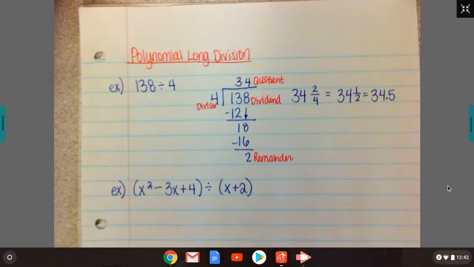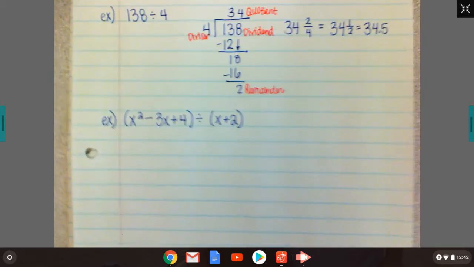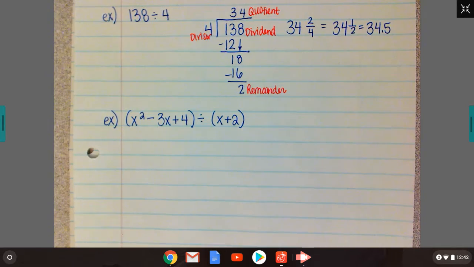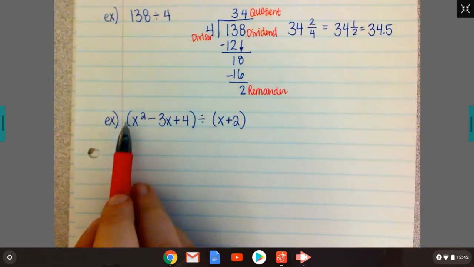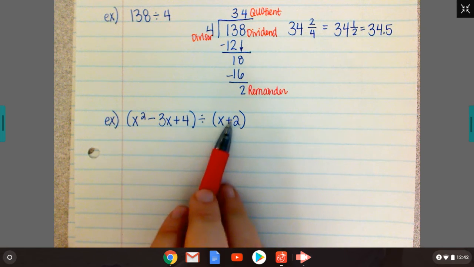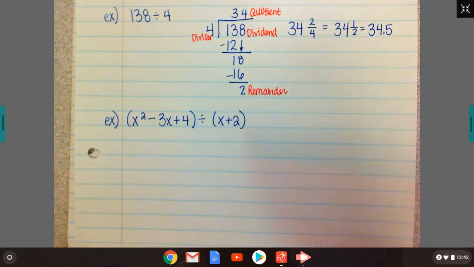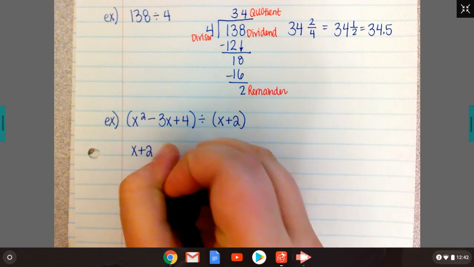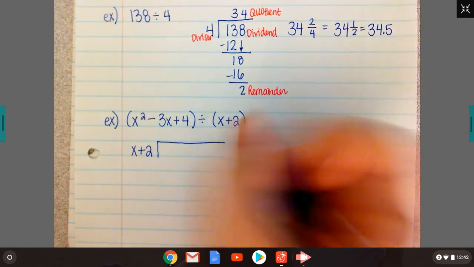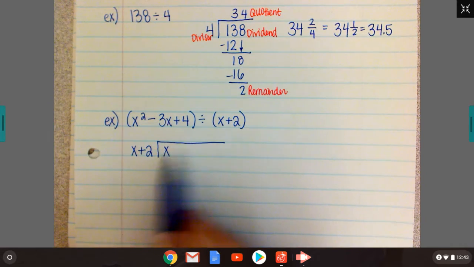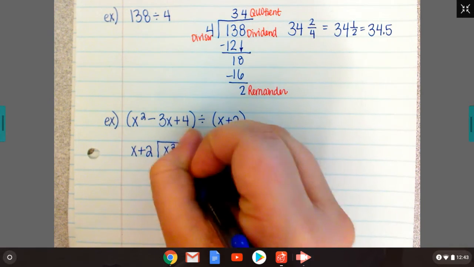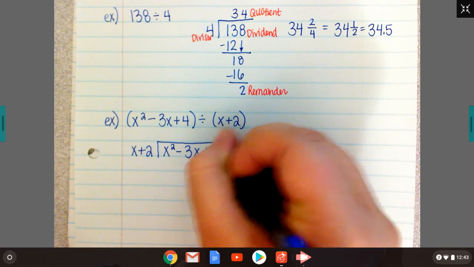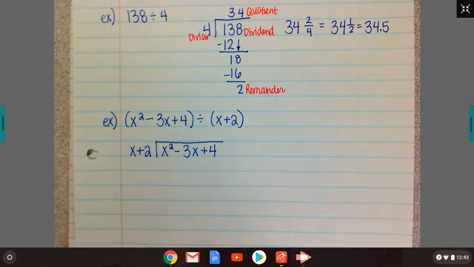So our next one has some polynomials in it, and I'll keep referring back to the problem above so we can see the steps as we're going. First off, let's set it up the same way. So like the 4 was on the outside, this x plus 2 is going to be on the outside. And try not to make that look like a square root if possible. It just looks kind of weird if you do that. All right, here we go.